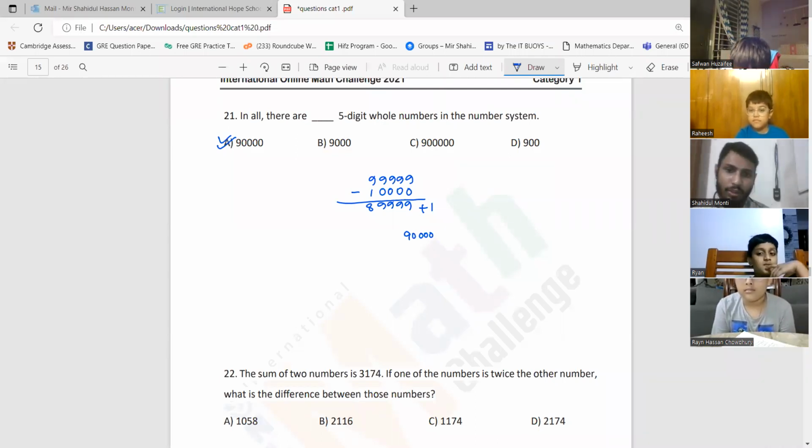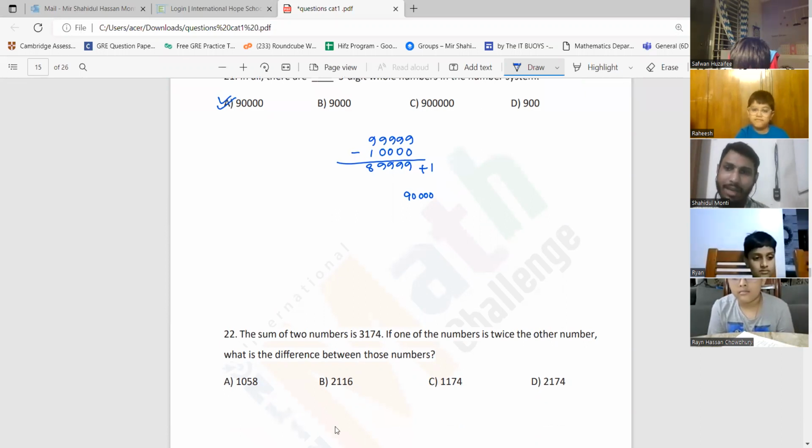All right, students. All right, so let's proceed from here. Two hands raised. There was another student. Rahesh, you want to say something?